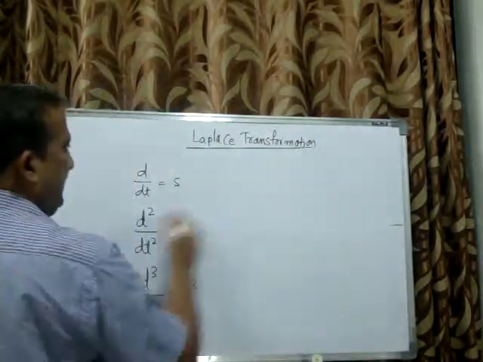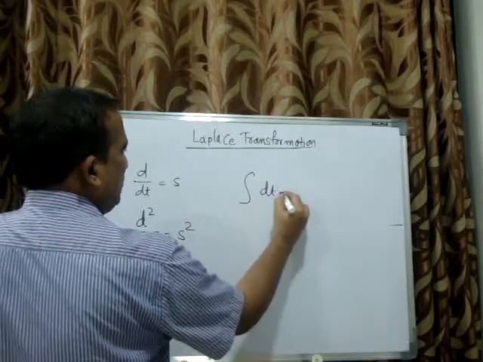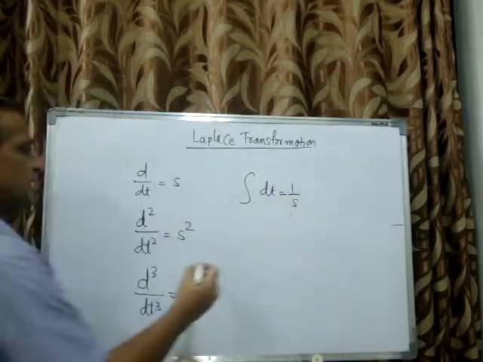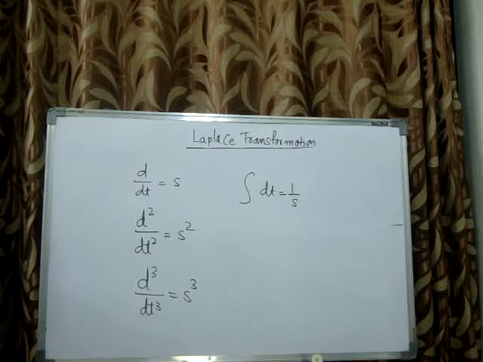And integration of dt is 1 by s. It converts an integral equation into a simple algebraic equation, there is 1 by s, and a differential equation into a simple algebraic equation. d by dt is equal to s, d square by dt square is equal to s square, d cube by dt cube is equal to s cube, and integration of dt is 1 by s.